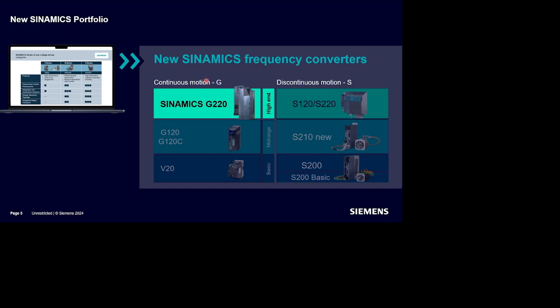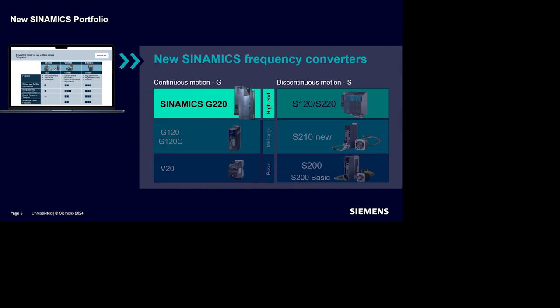And in the top, we had a high-end variant, for example, with the G120 modular, PM250, the regenerative, the CU250S with the positioning. And we have also large power drives like G130, G150, S120 ACAC. It's part of this high-end in the continuous motion. And all of those drives will be replaced in the future by the Sinamics G220.